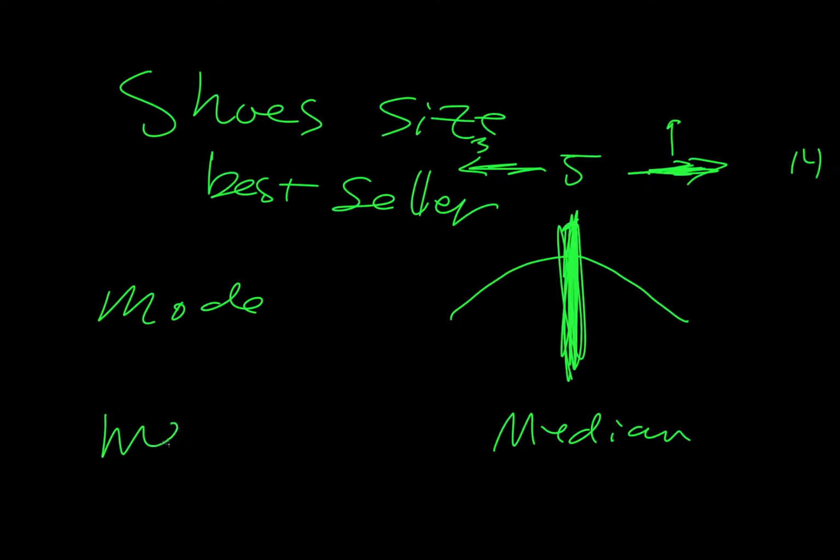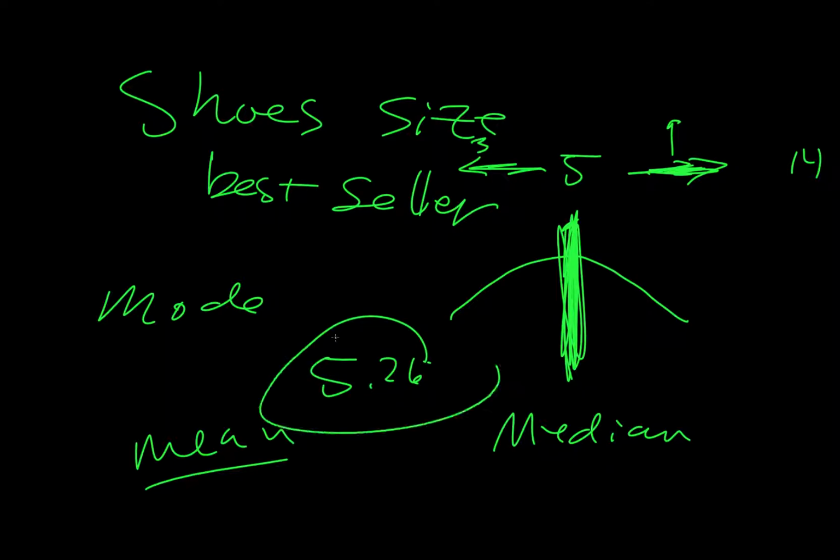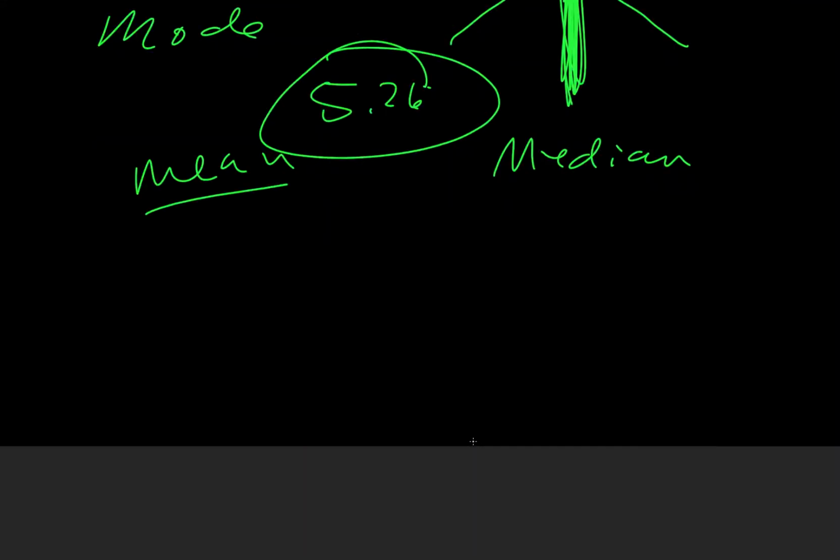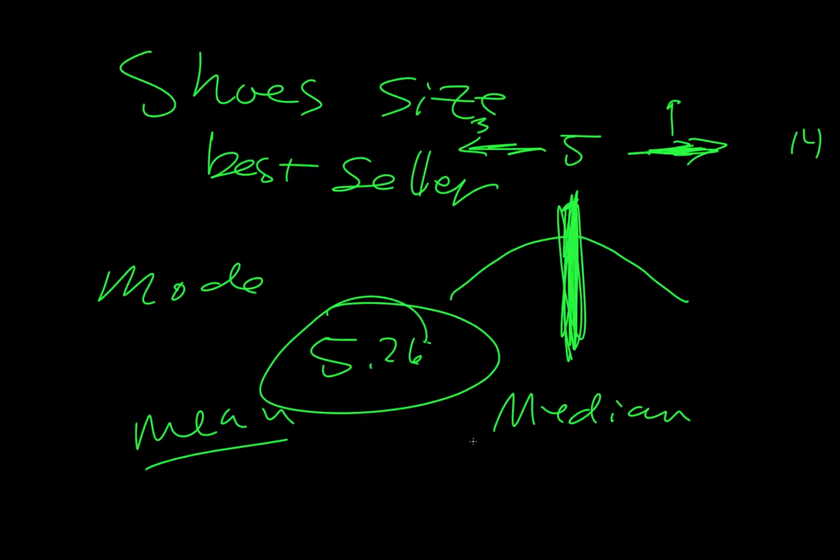Now the mean isn't useful because we could get an answer like 5.26. And we're like, that's not an actual shoe size. Okay. Now, let's read the next example.